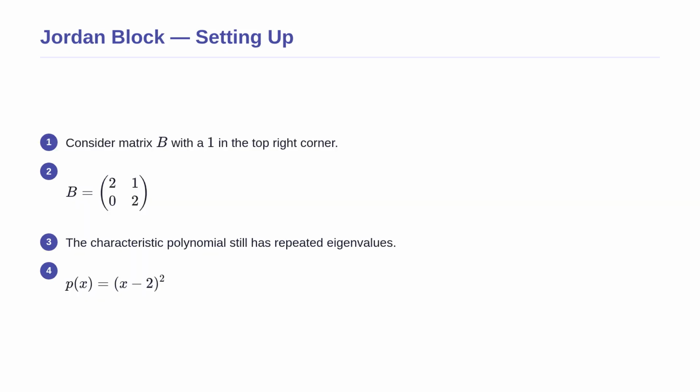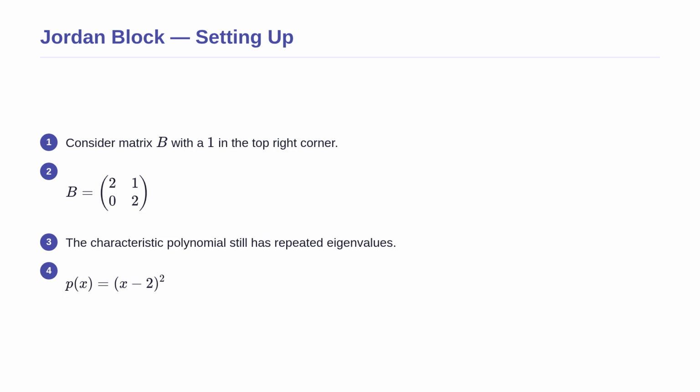Let us test this idea with a new example. We are given a slightly different matrix B, and we want to find its minimal polynomial to see if that extra number prevents shrinking. This matrix has 2's on the diagonal, but it also has a 1 sitting in the top right corner. This is our Jordan block.